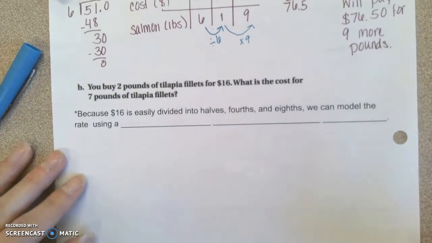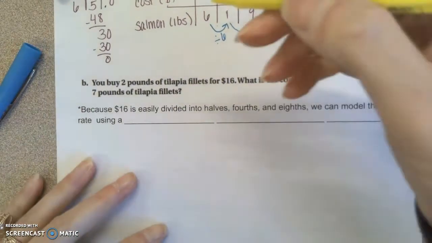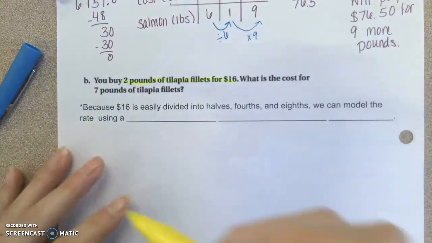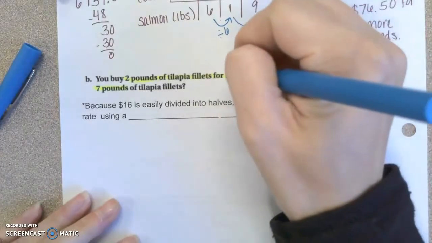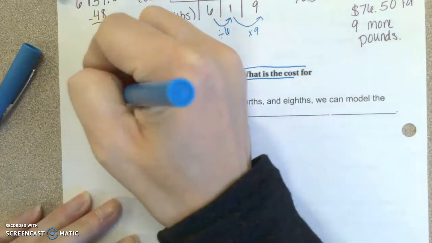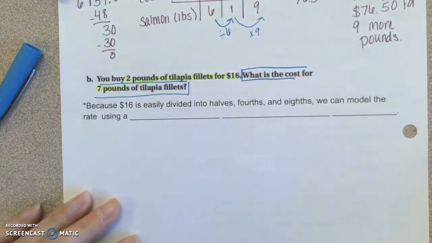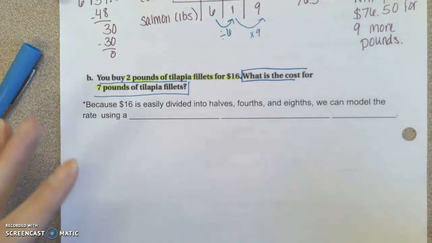Okay, one more problem down here. So this time we're looking at tilapia fillets, so just a different type of fish. So here's our rate. You buy 2 pounds of tilapia fillets for $16. We want to figure out the cost of 7 pounds. So here's the question that we need to answer in a complete sentence. We can easily divide 16 into halves, fourths, eighths, and you could probably look at this and figure out the unit rate with this one.